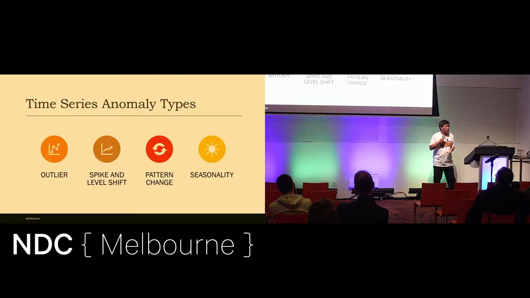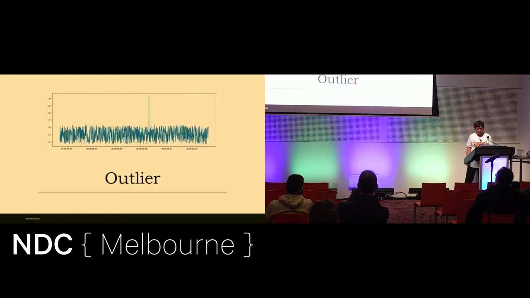So time series anomaly types: there's outlier, spike and level shift, pattern changes, and seasonality. We'll go through each one of the anomaly types. An outlier looks something like this. You have your data set in a time series, right? Your x-axis is time, and then the value that you receive, and this is an outlier. That's obvious. Detecting that in your code, in your application, can sometimes get tricky. But that's how you want it.